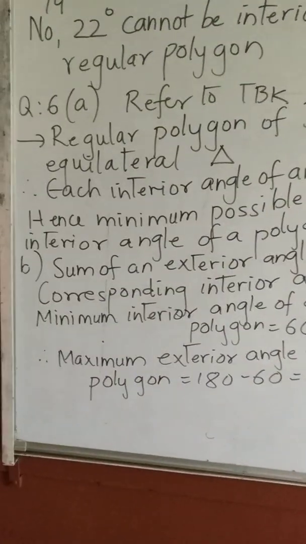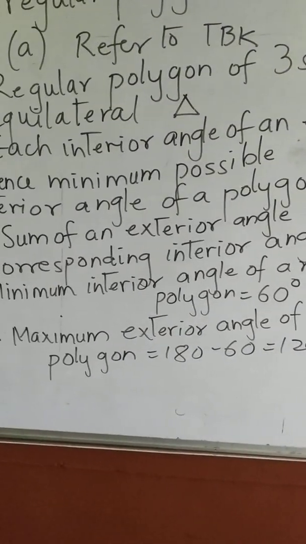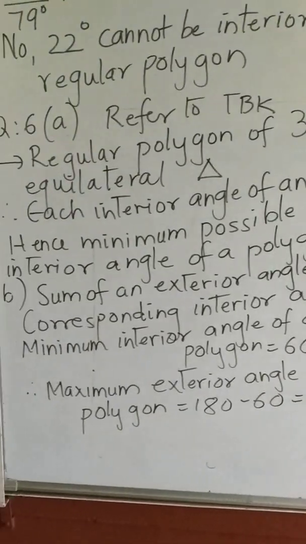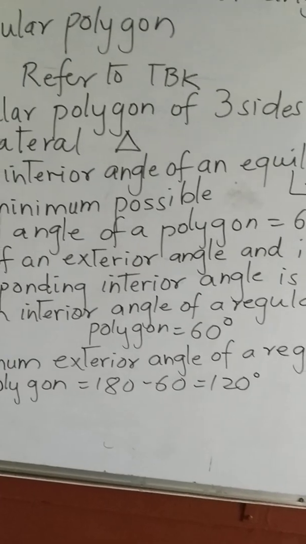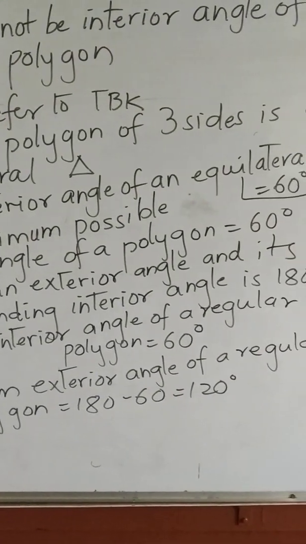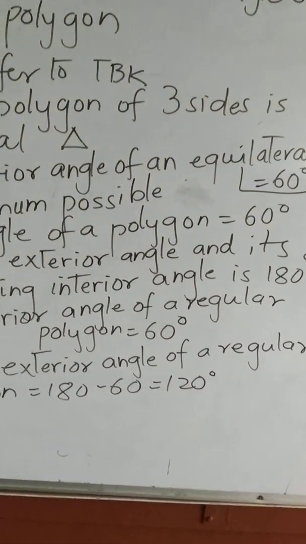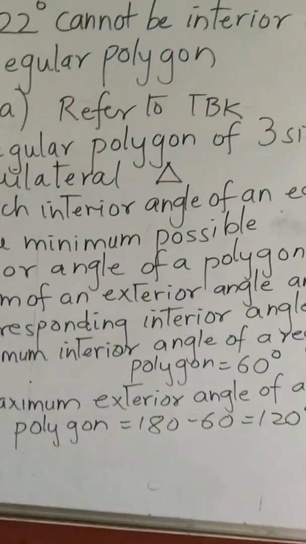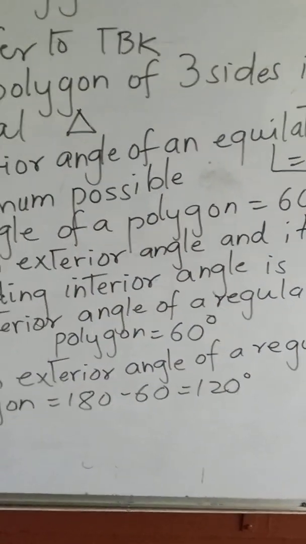Now second one. The sum of an exterior angle and its corresponding interior angle is 180. So the minimum interior angle of a regular polygon is 60 degrees. So the maximum exterior angle of a regular polygon will be 180 minus 60, that is 120 degrees. Okay. So please solve it 2 times and complete it.